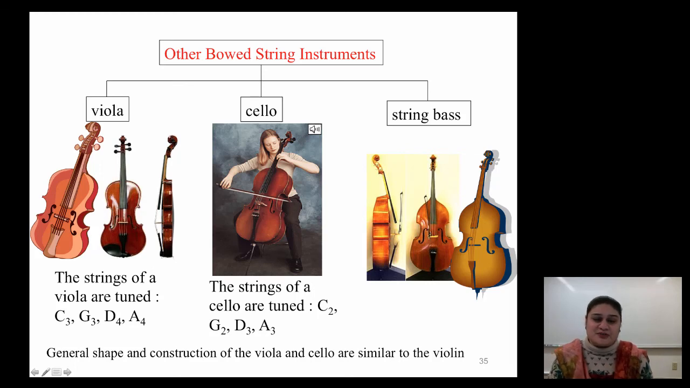Other bowed string instruments include viola, cello, string bass, and so on and so forth. The general shape and construction of the viola and the cello are similar to that of the violin.